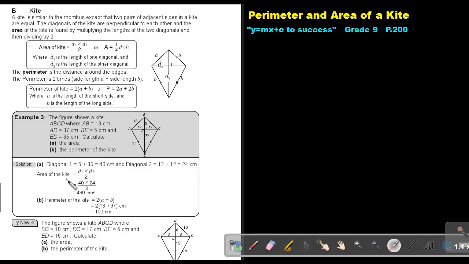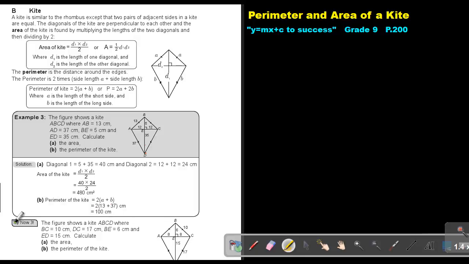So the area of the kite is 40 times 24, and I just divide it by 2 and I get 480. And the perimeter of the kite will just be, I add the two sides, the short plus the long, and then I just multiply it by 2. Or I can say 2 times 13 plus 2 times 37.